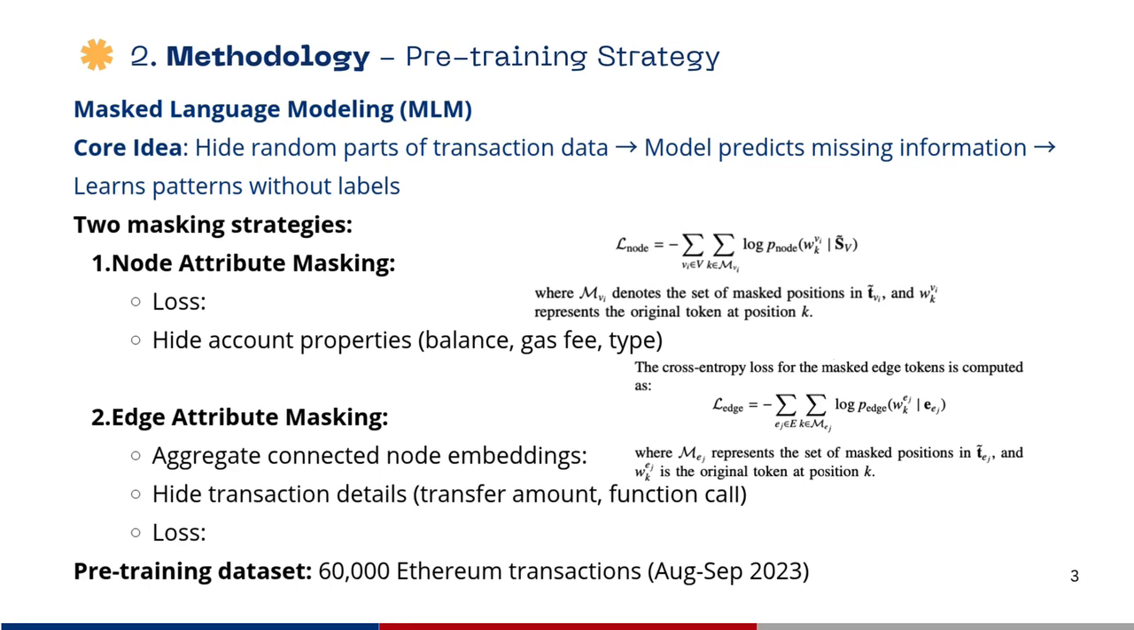For pre-training, they use masked language modeling on graphs. They randomly mask either node attributes like balances and fees, or edge attributes like transaction amounts. The model learns to predict these masked values, capturing semantic and structural patterns without needing labels, using these loss functions for both node attribute masking as well as edge attribute masking. And the pre-training dataset was 60,000 Ethereum transactions from August to September of 2023.